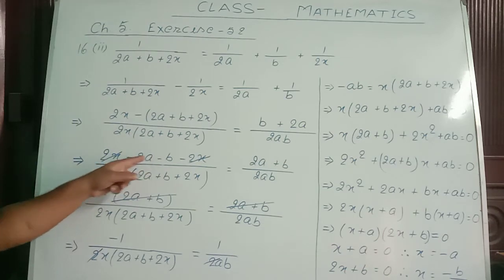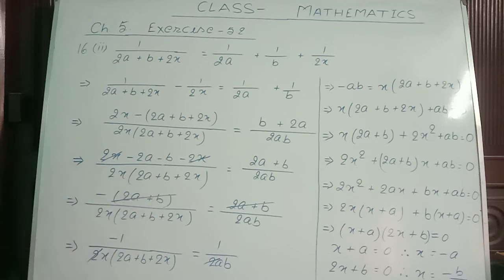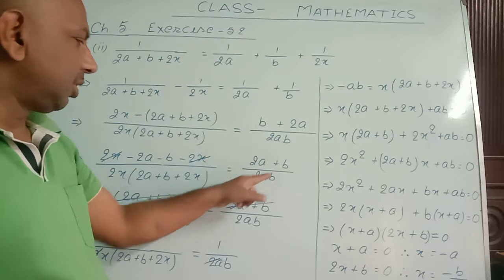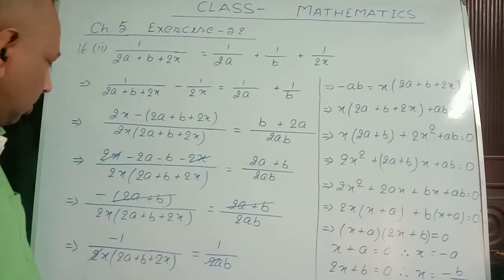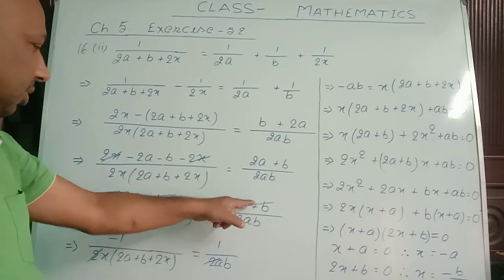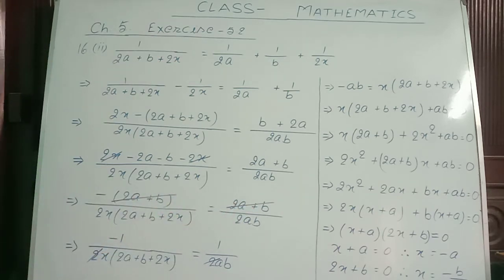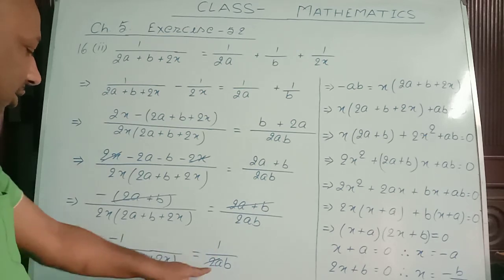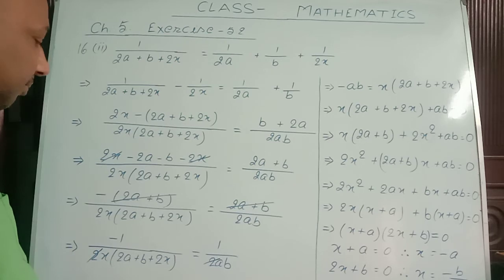What is left? These two terms are left. From these two terms I have taken minus common, so inside the bracket 2a plus b will be written by 2x into 2a plus b plus 2x, and this side 2a plus b by 2ab I have written. So this 2a plus b and 2a plus b are cancelled from both sides. Then I have written minus 1 by 2x into 2a plus b plus 2x equal to 1 by ab. These cancelled from both sides, and after that I have done cross multiplication.